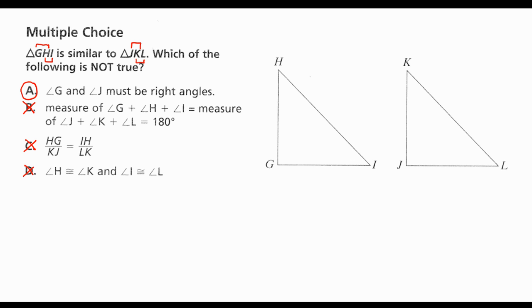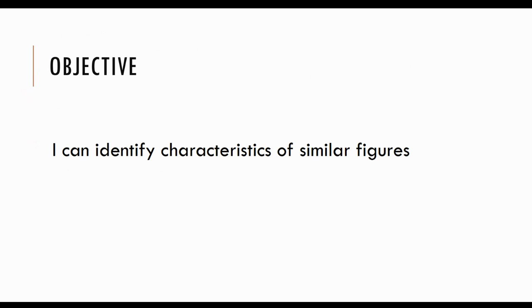So that means that part A was correct to say that we can never assume right angles. It's not marked in my picture. So that is my untrue statement. Okay, so that's us identifying characteristics of similar figures.